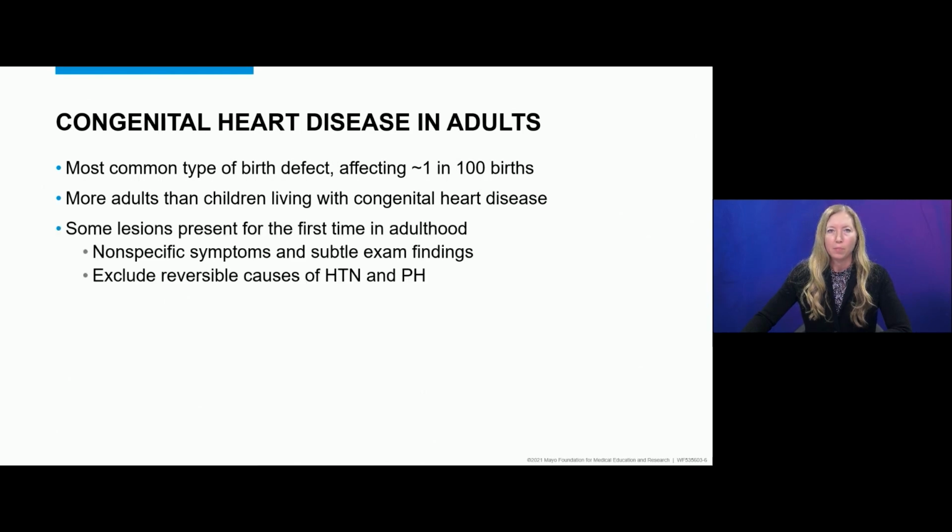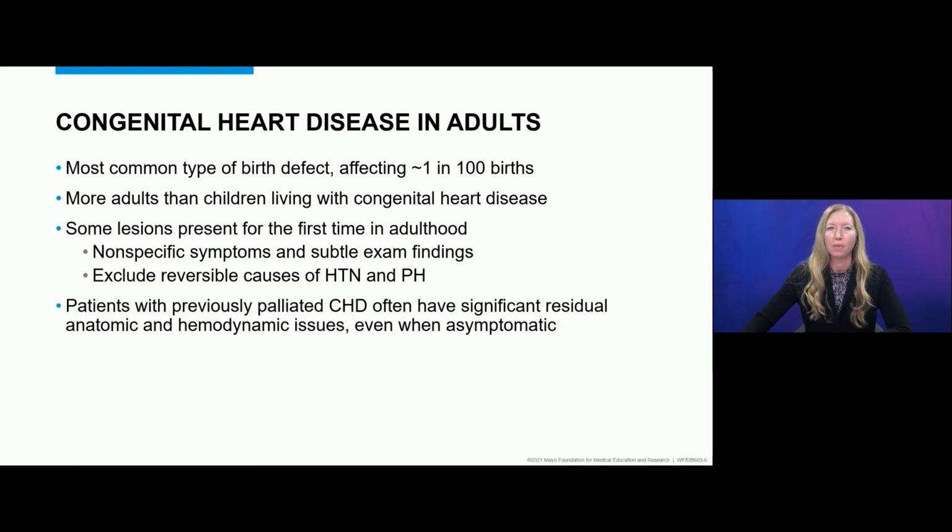Some of these lesions may present for the first time in the adult patient, and when these patients present, they have very nonspecific symptoms and they can have very subtle exam findings. So it's really important that we understand how to recognize and perform appropriate testing to make the diagnosis for these patients. One rule of thumb is to remember to always exclude reversible causes of either hypertension or pulmonary hypertension.